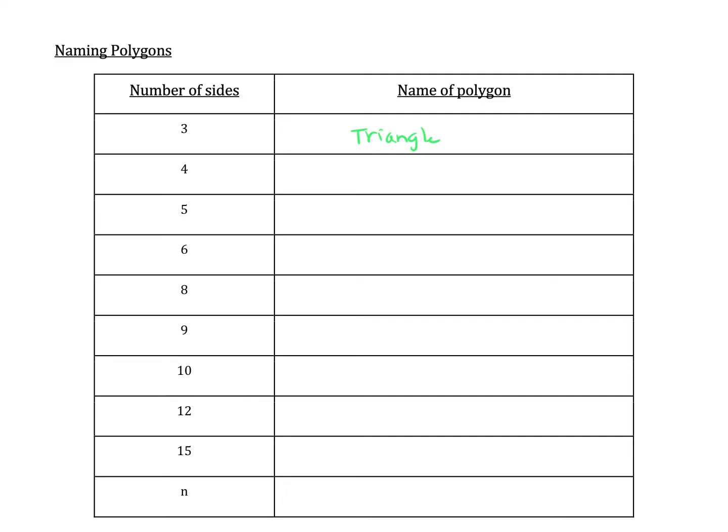A 4-sided polygon is a quadrilateral. 5 sides is a pentagon. 6 sides is a hexagon. Those are G's. They look a little weird as I'm writing them. It's skipping over 7, but we had 7 in the chart above. 7 would be a heptagon. 8 sides is an octagon. 9 sides is a nonagon.